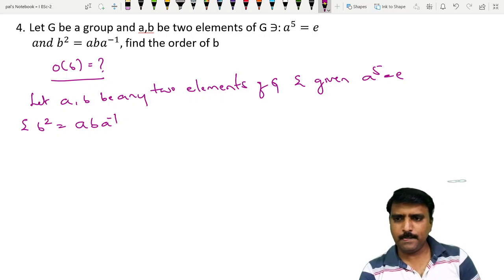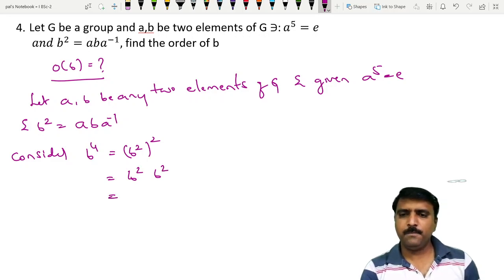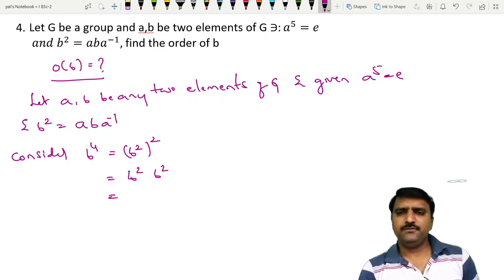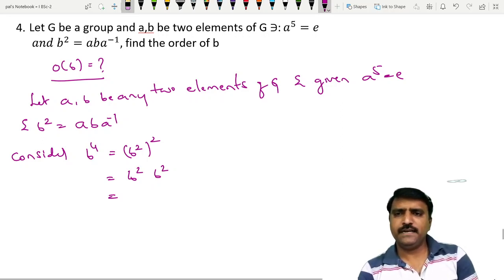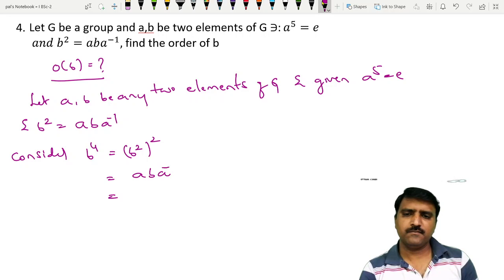Okay, now you consider B to the power of 4. You can write this B to the power of 4 as B square whole square. So B square whole square can be written as B square into B square, which is equal to, I think we know B square value, so directly you write B square value here, no problem. So you write B square. B square is AB A inverse, AB A inverse whole square.